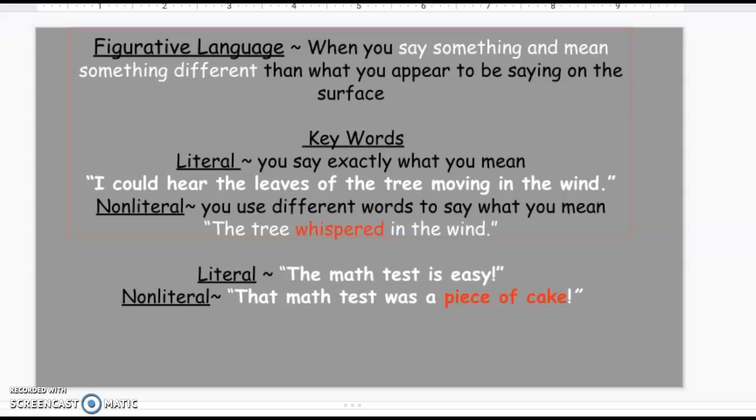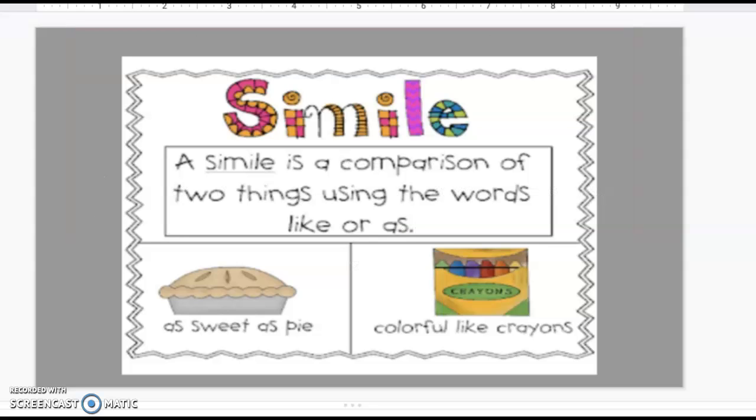And the reason with those two sentences, the reason that we use figurative language, once again, is to make our writing more interesting or, when speaking, to get the attention of our friends or our family or our audience. The next one, literal. The math test is easy. Non-literal. That math test was a piece of cake. Was the math test really a piece of cake? Well, if it was, you definitely would not need a pencil. You would just eat through that math problem.